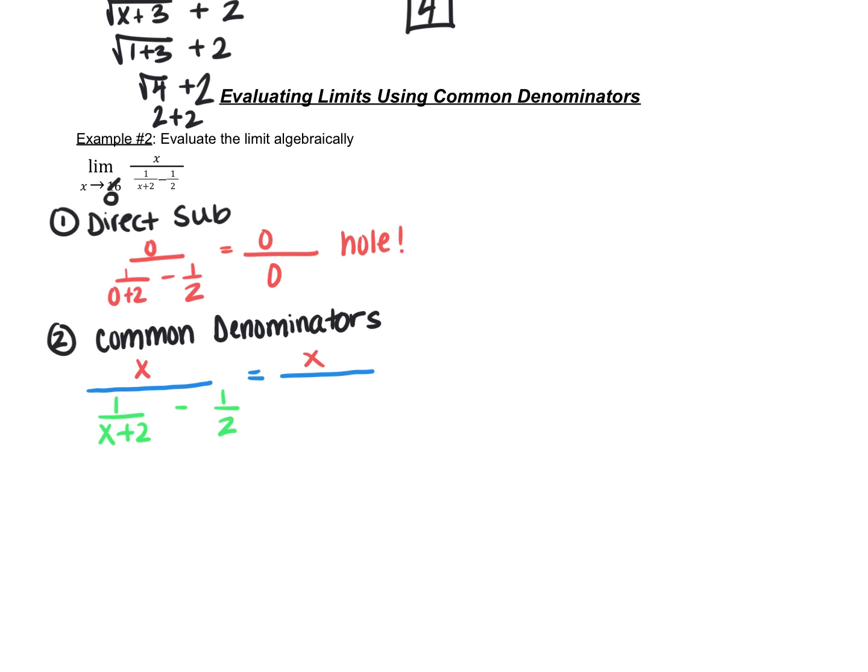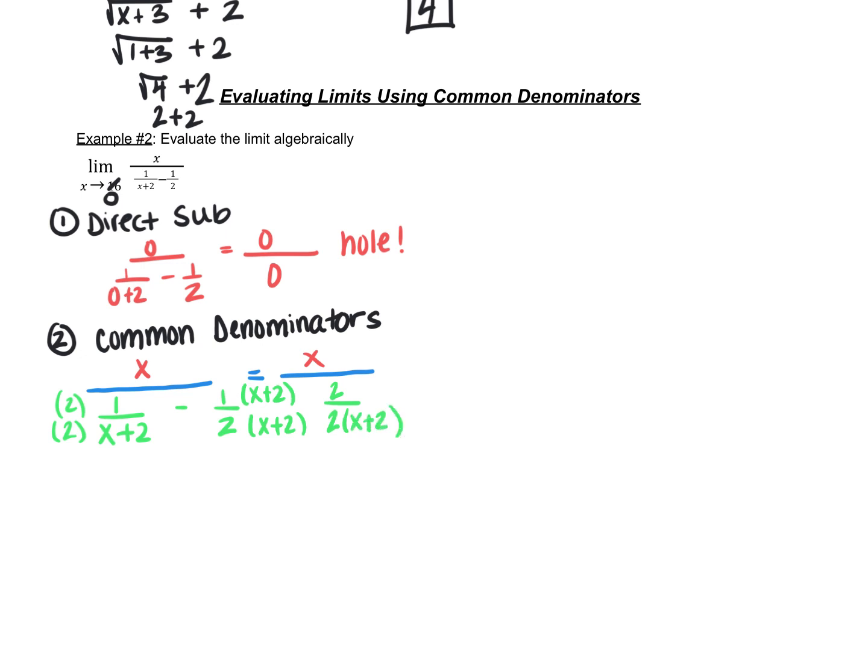Now, when you can't find something that you can multiply 2 by to get x plus 2 or vice versa, you simply multiply them by each other. So this needs to be multiplied by x plus 2. Whatever I do to the bottom, I do to the top. This one needs to be multiplied by 2. So I have 2 over 2 times x plus 2.